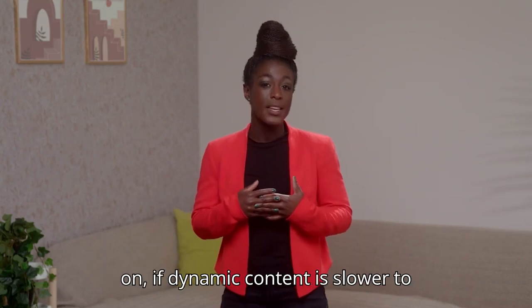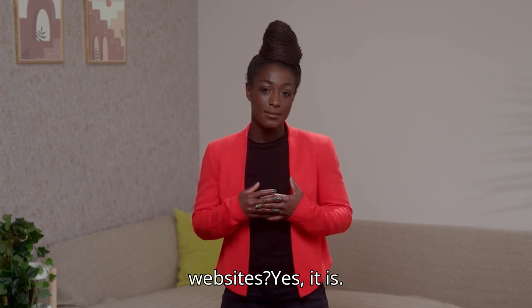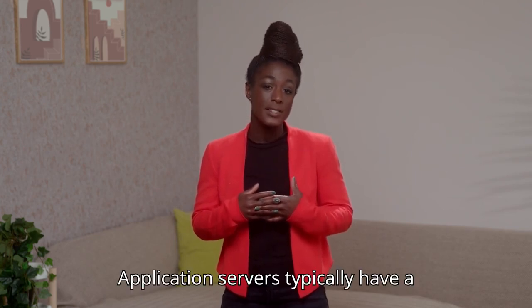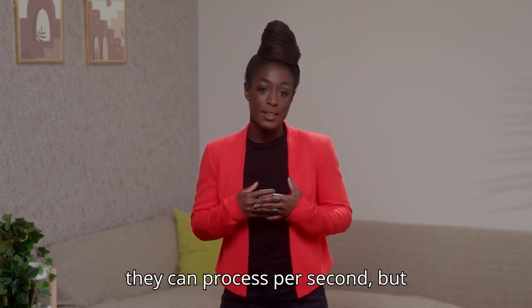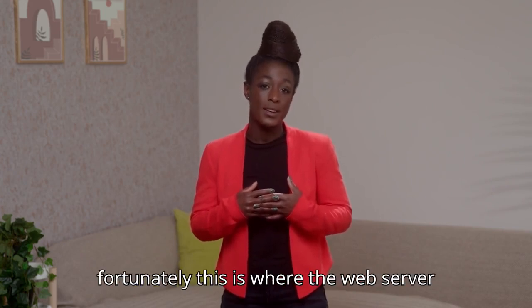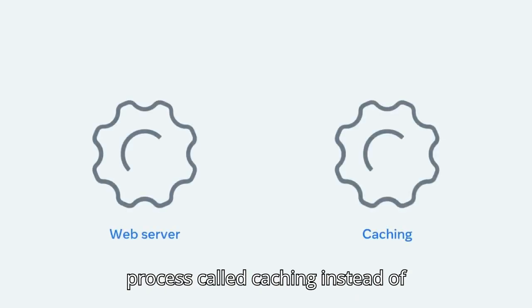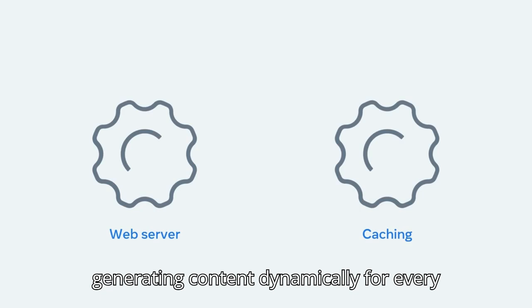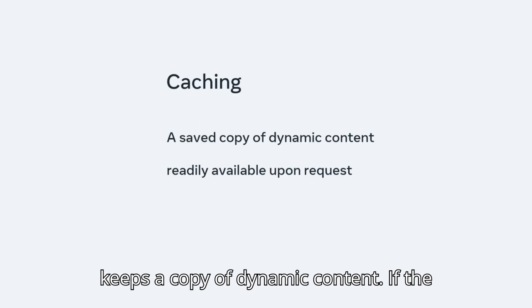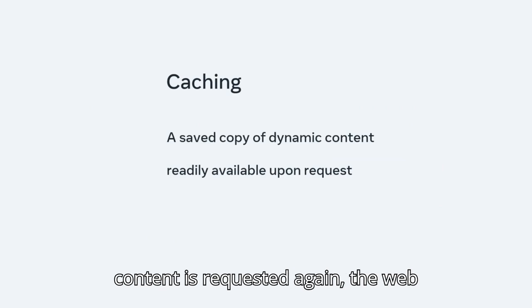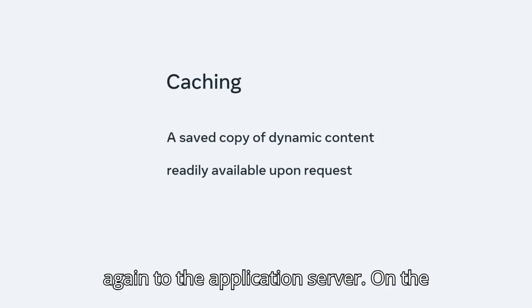But hang on, if dynamic content is slower to generate, isn't that a problem for big websites? Yes, it is. Application servers typically have a limited capacity on how many requests they can process per second. But fortunately, this is where the web server can help out. Web servers use a process called caching instead of generating content dynamically for every request. Caching means the web server keeps a copy of dynamic content. If the content is requested again, the web server can immediately send this cached version instead of passing the request again to the application server.